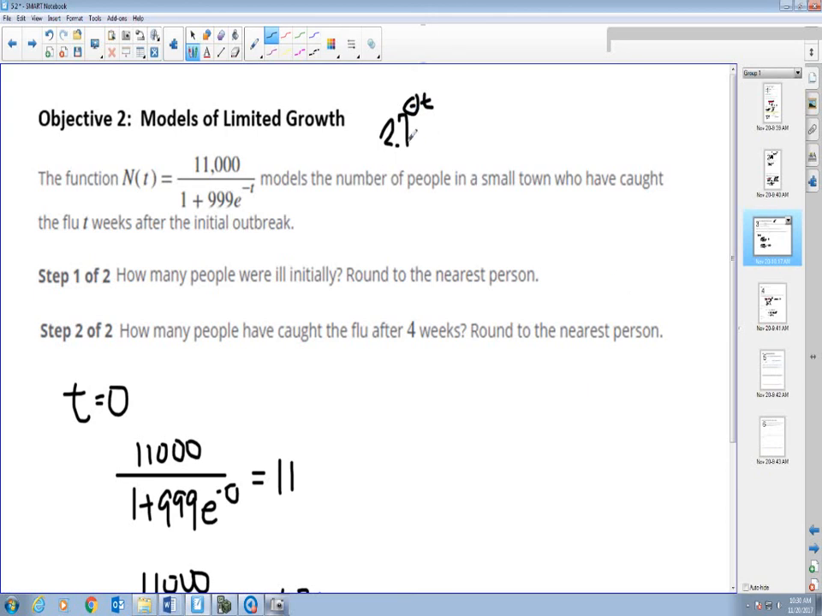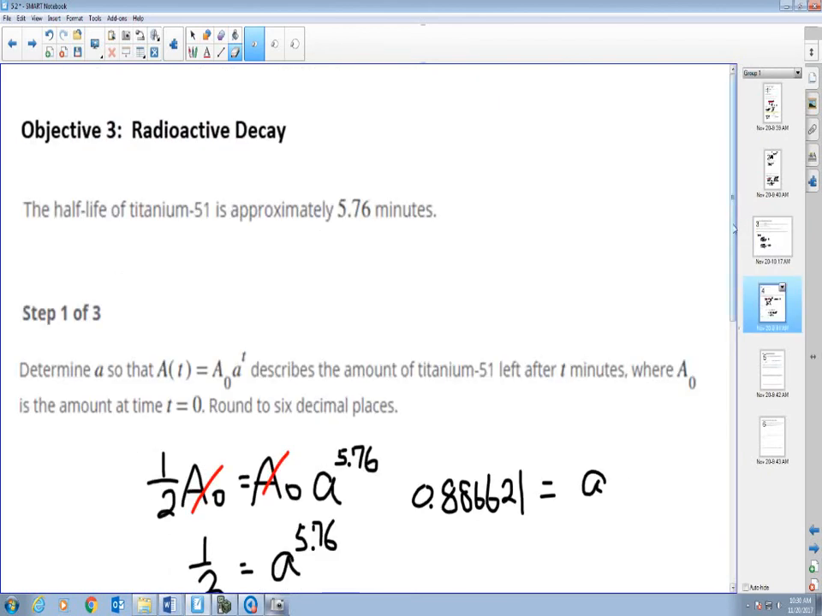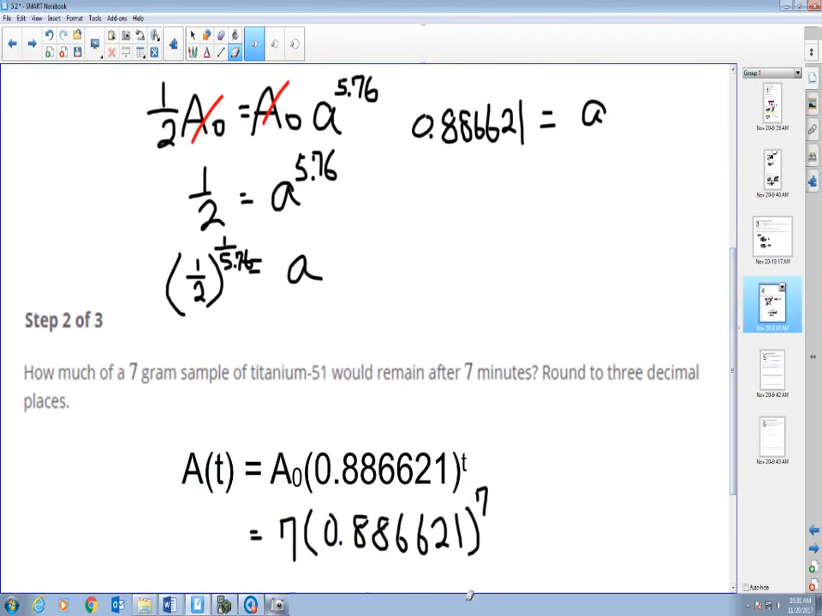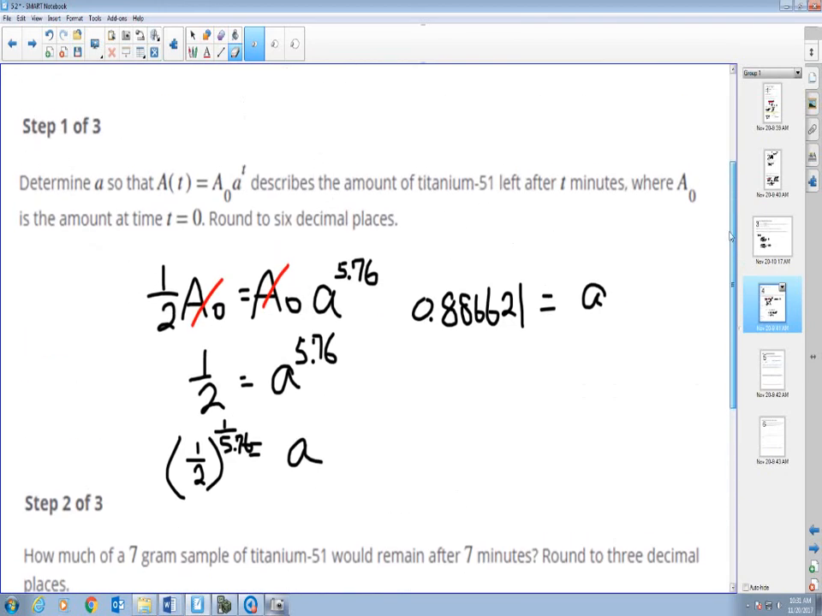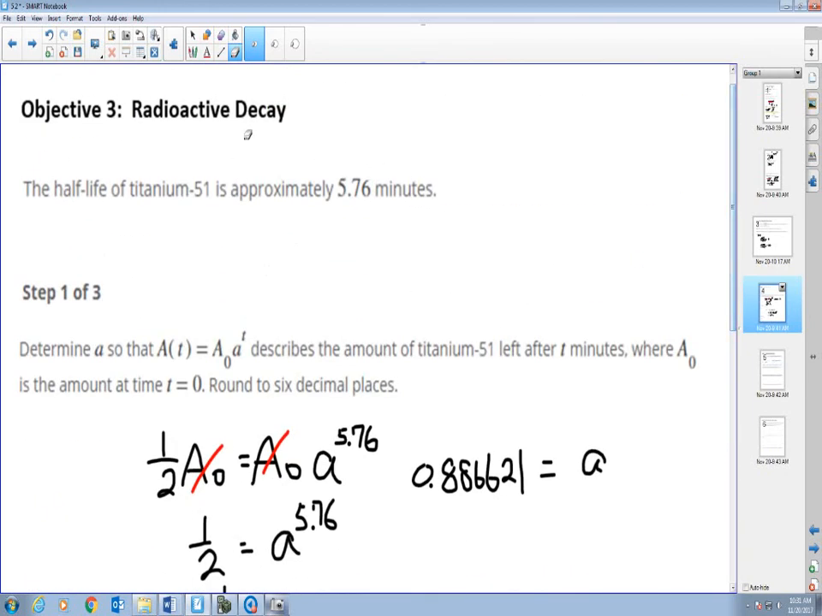But this particular example is limited growth, where it will reach a certain amount and then stop. So there is something going on with these types of numbers for the A. Remember, 0 point something times itself 7 times is even smaller, and that's how we know this problem is a decay or decrease.